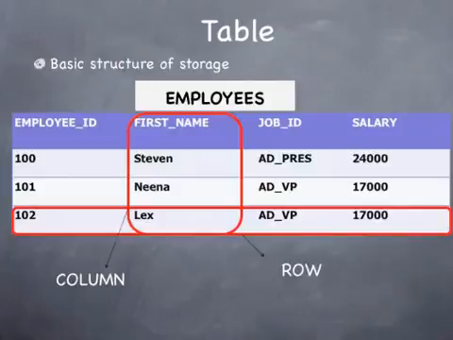This table has 4 columns. Each column has a name. The names of the columns are employee ID, first name, job ID, and salary. The table has 3 rows. The rows are the actual instances of the employee object. The details of each employee in the company will form a row in this table.